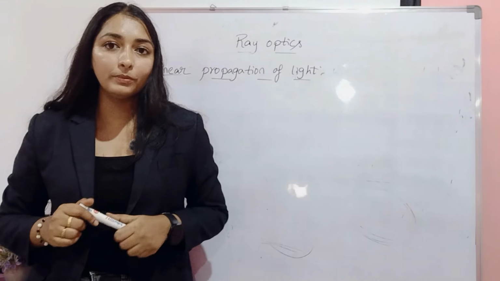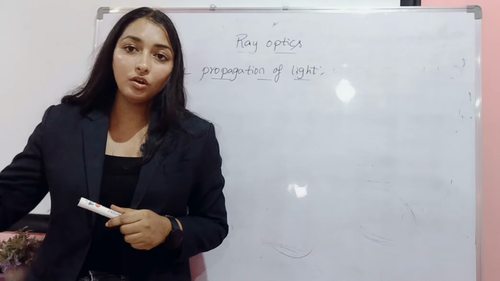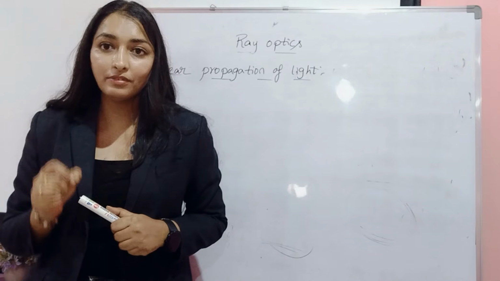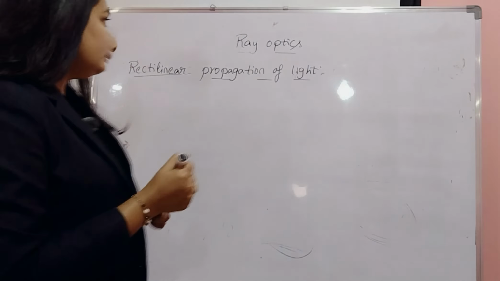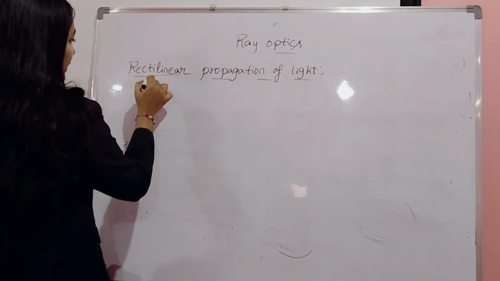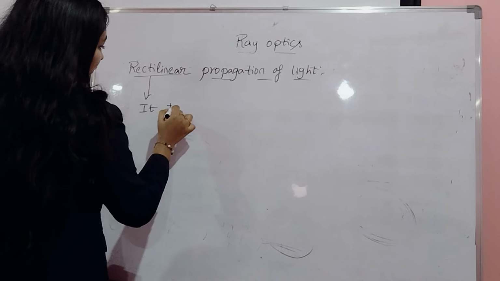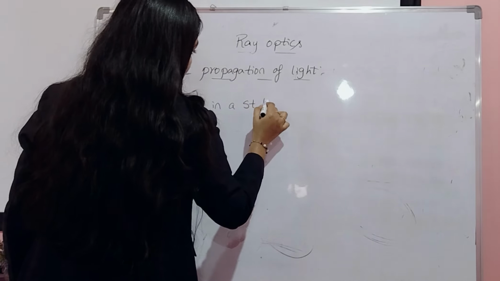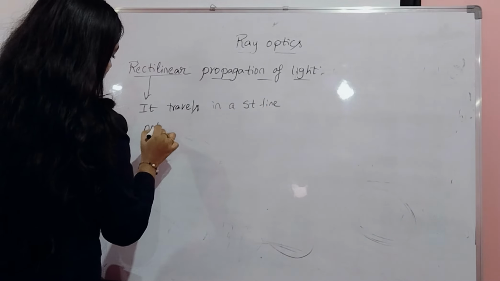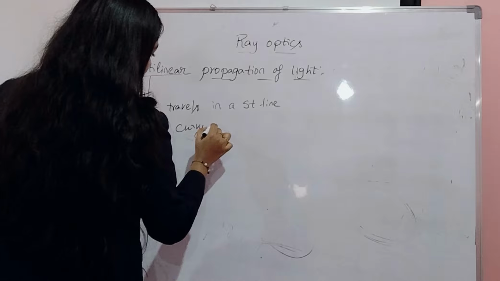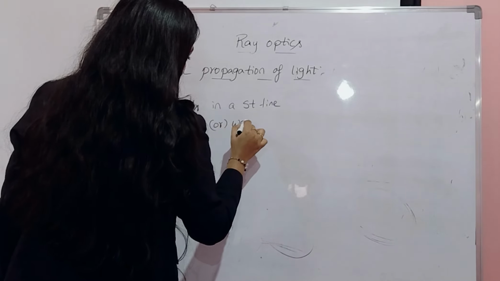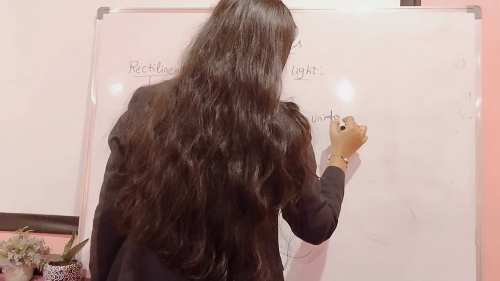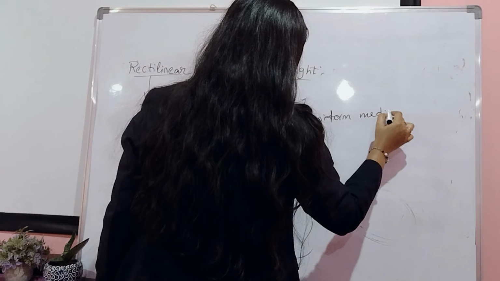So rectilinear propagation of light. What is rectilinear propagation of light? Light travels along a straight line, not curvy, not wavy, while it is traveling in a uniform medium. Okay, clear? So what is rectilinear propagation of light? It travels in a straight line, not curvy or wavy, when it is traveling in a uniform medium. Is it clear?